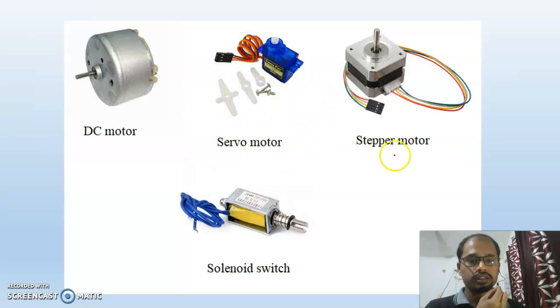Another one is the stepper motor. A stepper motor works in steps, so it is often applicable in various automation and robotics. Some general applications are scanners, printers, and also wristwatches. Another actuator we can see is the solenoid switch, as I showed in the previous slide. It is a push-pull type solenoid switch, often useful in various starters in a system.